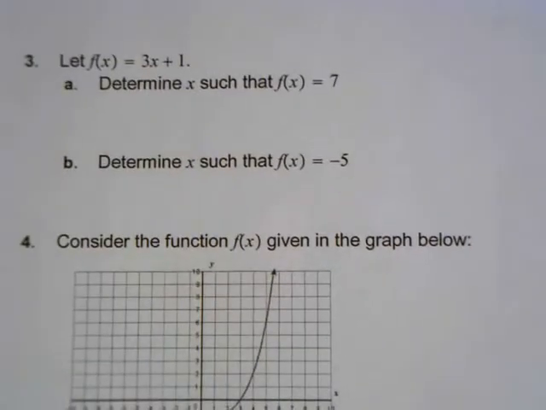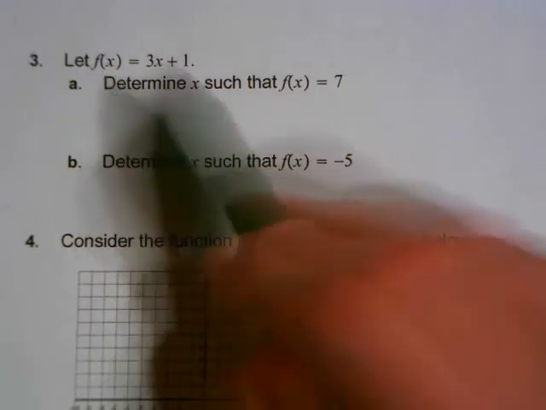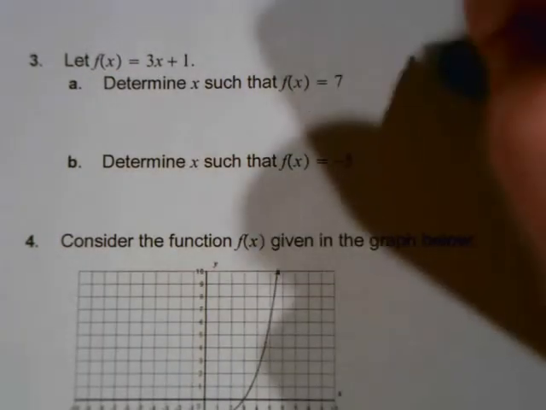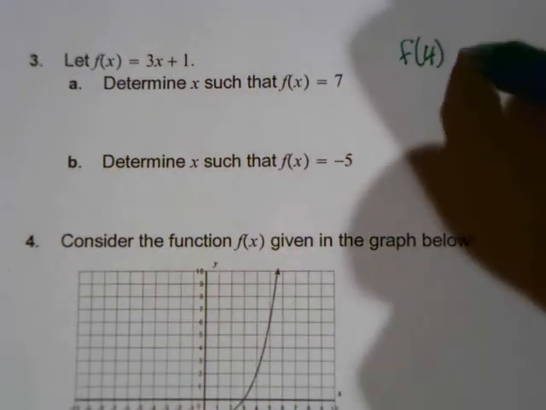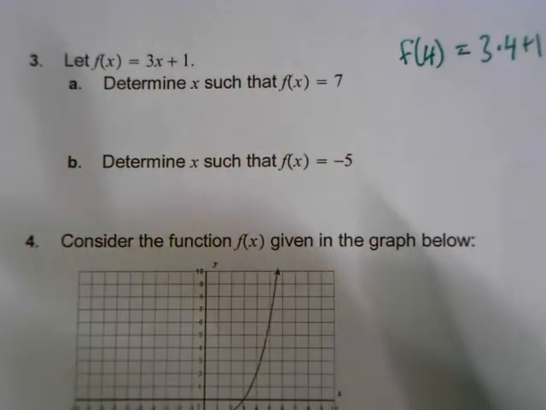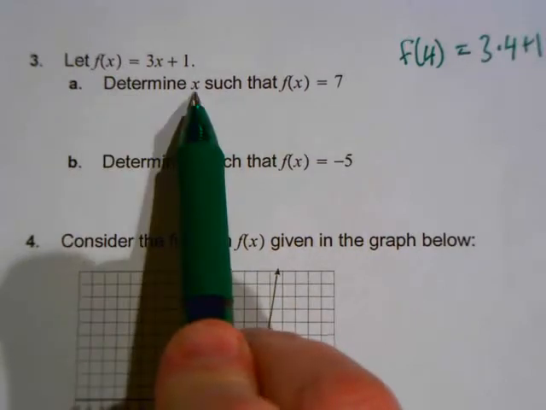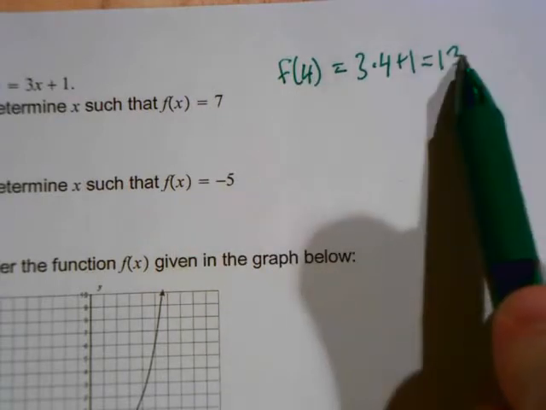Alright, the last couple things we have. Let f of x be 3x plus 1. Determine x such that f of x equals 7. You might remember in the previous problem we had f of x equals 3x plus 1, and I might have asked you to do something like f at 4. That symbol meant plug in the number 4 for x, and you work it out. Now what I'm telling you is you have to find x such that when you plug in the answer you get the number 7.